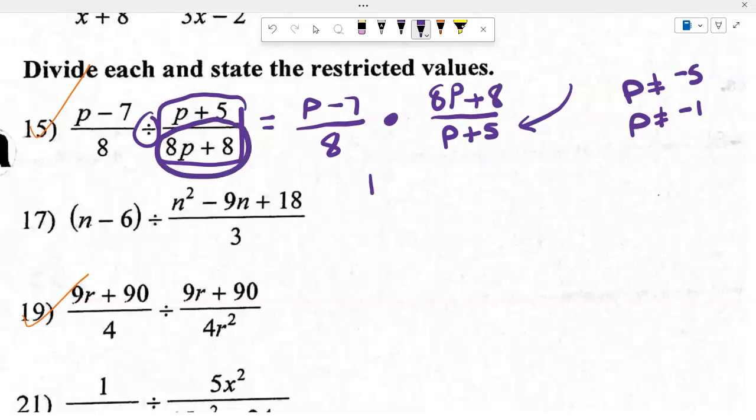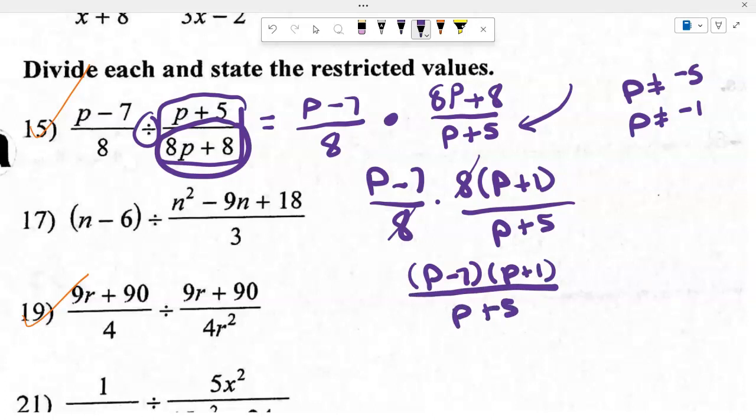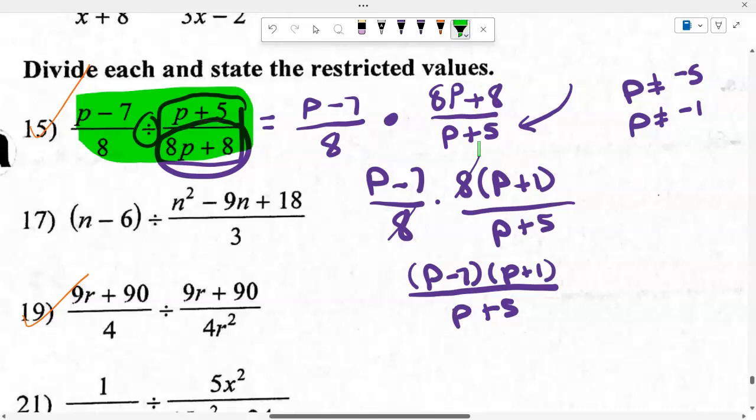So now I have p minus 7 divided by 8 times, you see they have a common factor, 8. So you have p plus 1 over p plus 5. 8 divided by 8 is 1. So what you have in the numerator is p minus 7 times p plus 1, divided by p plus 5. And so these two fractions will simplify and give you this expression.